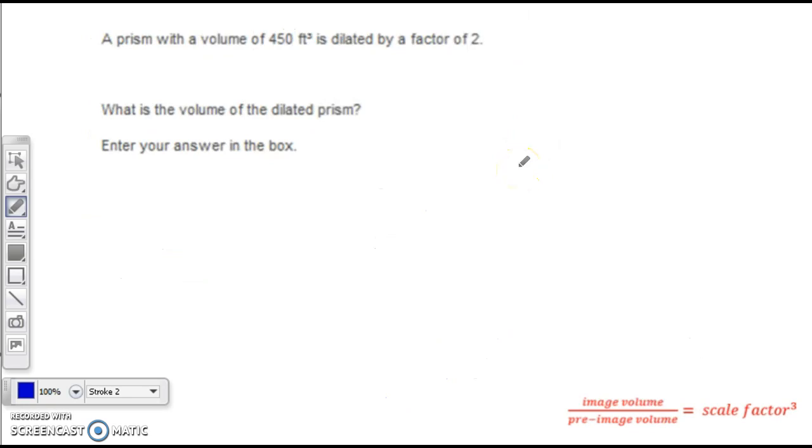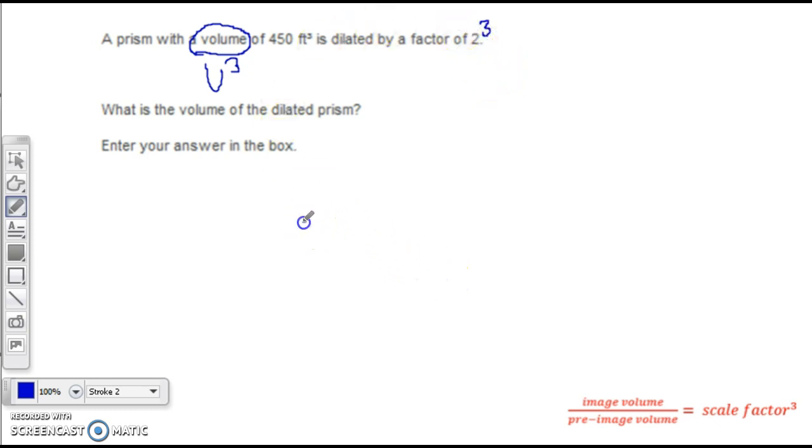It says a prism with a volume of 450 feet cubed is dilated by a scale factor of 2. What is the volume of the dilated prism? Okay, so now we're not dealing with area, we're dealing with volume. And we need to remember that volume is units cubed. So I know I'm going to take my scale factor and cube it.